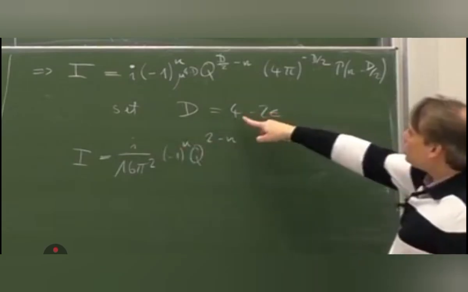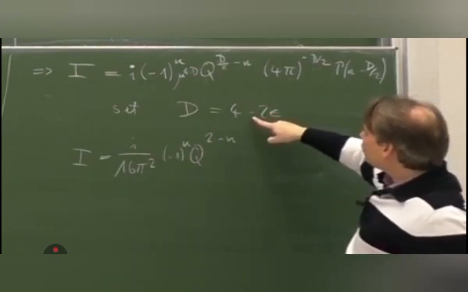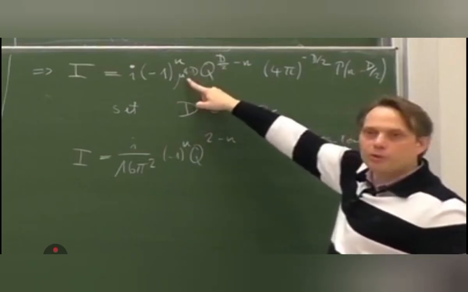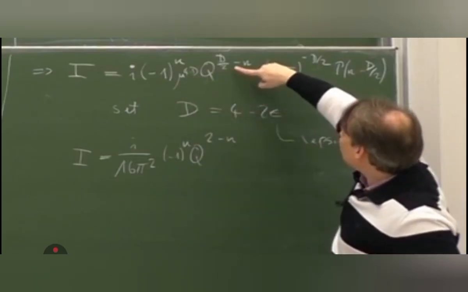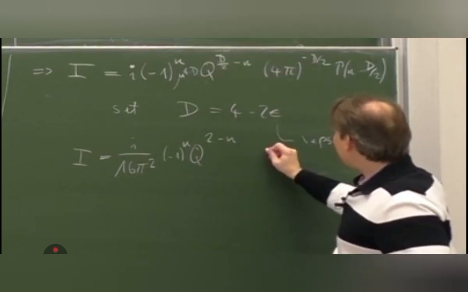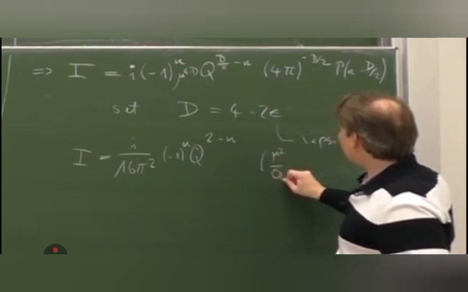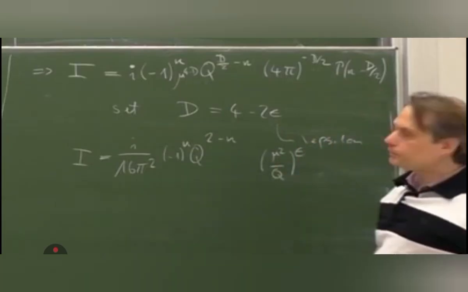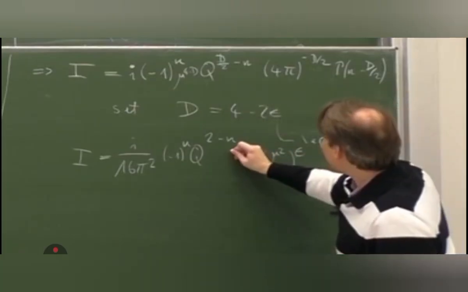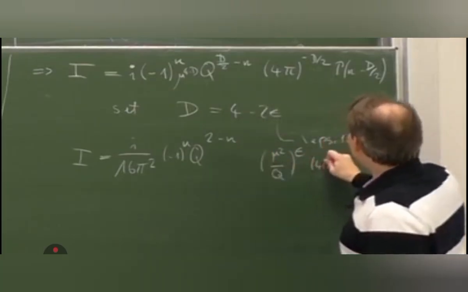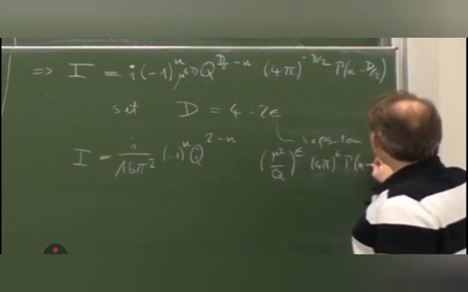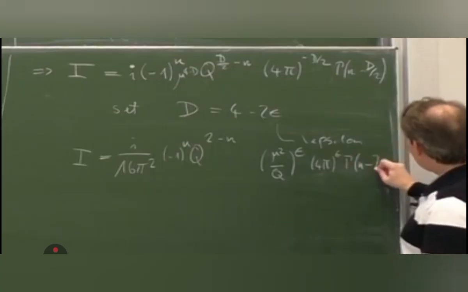Then we get the correction for the d equal 4 minus 2 epsilon. So here from the mu, we get mu to the power plus 2 epsilon. From here we get an additional q to the power minus epsilon. So overall we get the ratio mu squared divided by q to the power epsilon. And then we get the gamma function. And from the 4 pi we also get 4 pi to the power epsilon, and the gamma function of n minus 2 plus epsilon.